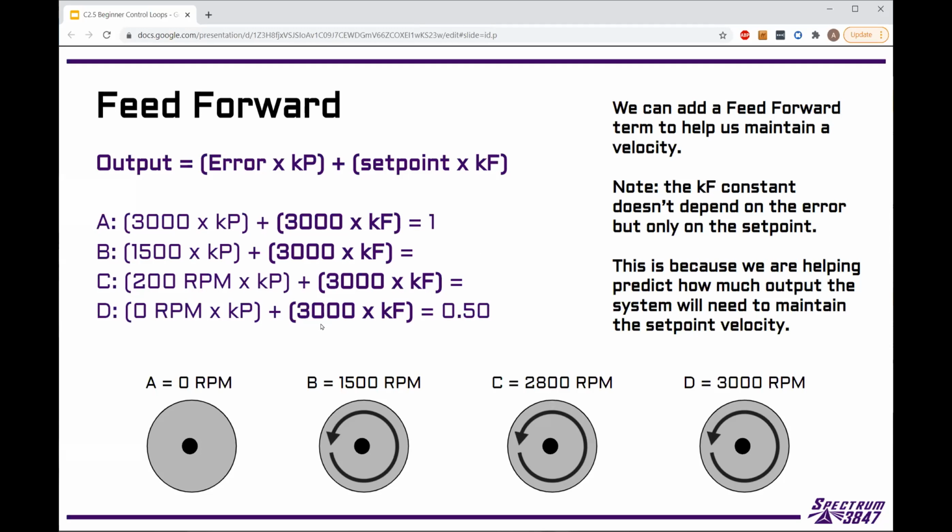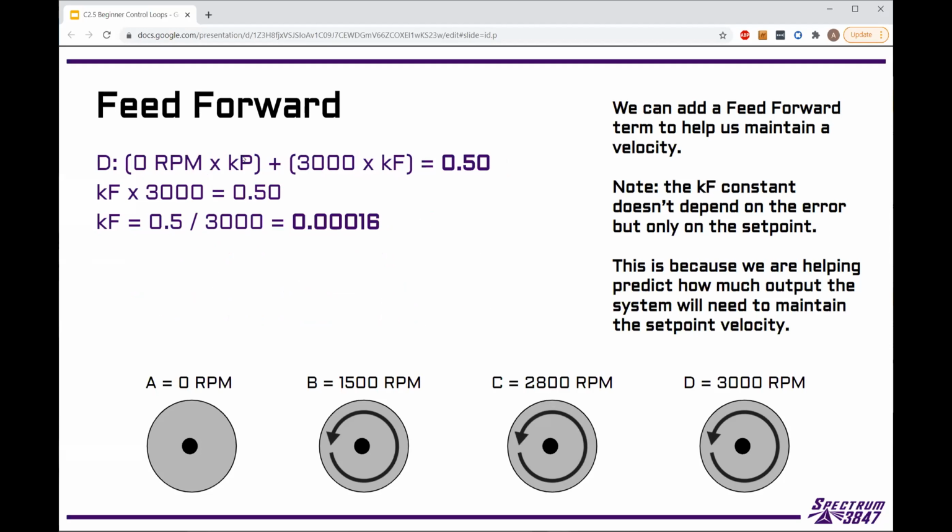so figuring out these are, again, a little bit trickier. We have two different constants now, so it's not as easy. But because we have this one down here where this term equals 0, it's a little bit easier, because 0 RPM times KP is always going to be 0. So then we can kind of just solve for this one on this side.